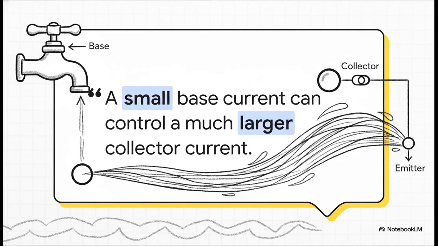So here's the absolute key. That base terminal, that's our control knob. Think of it like the handle on a water faucet. A tiny little turn of the wrist.